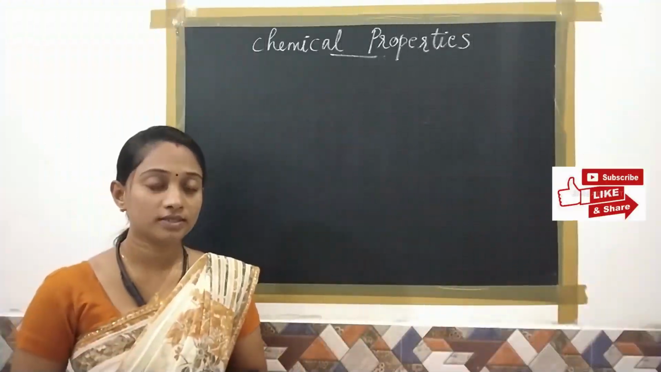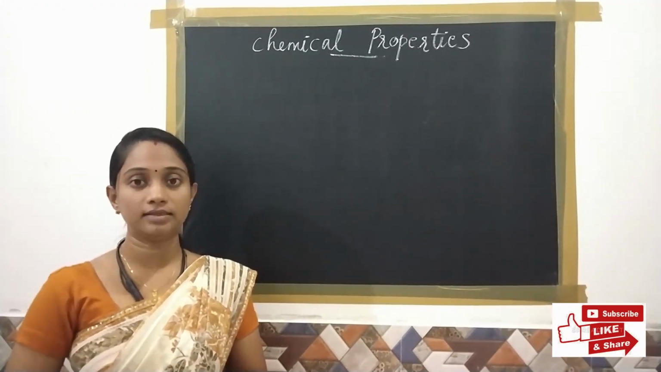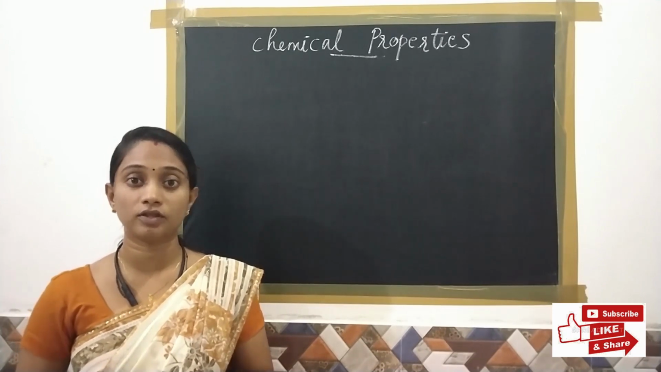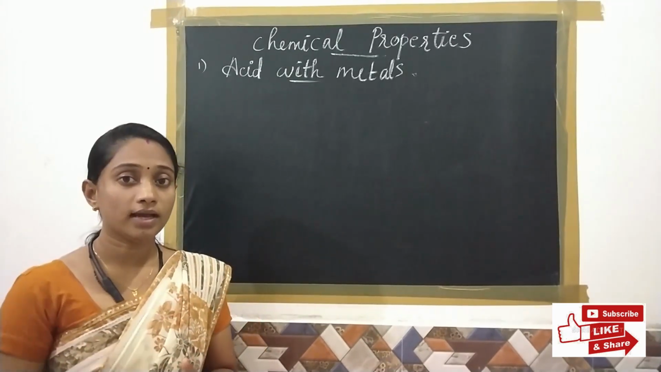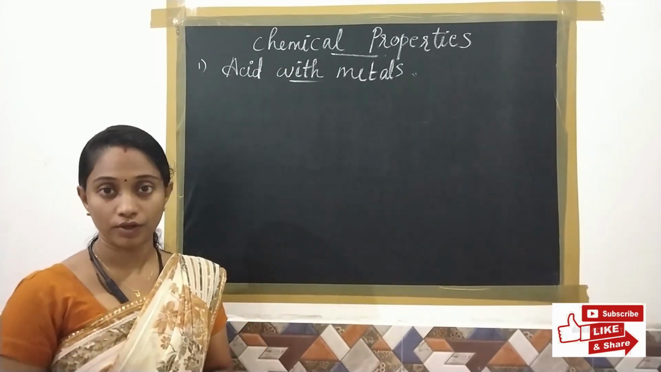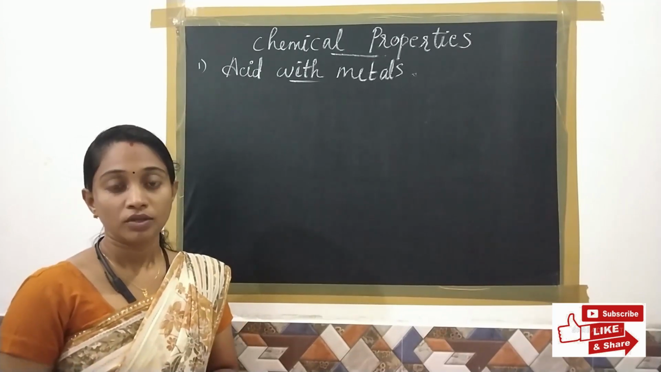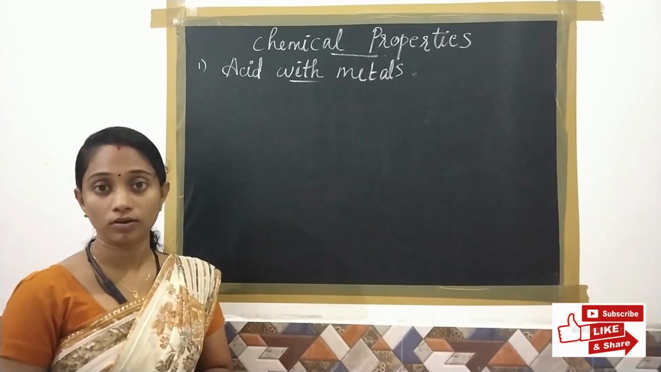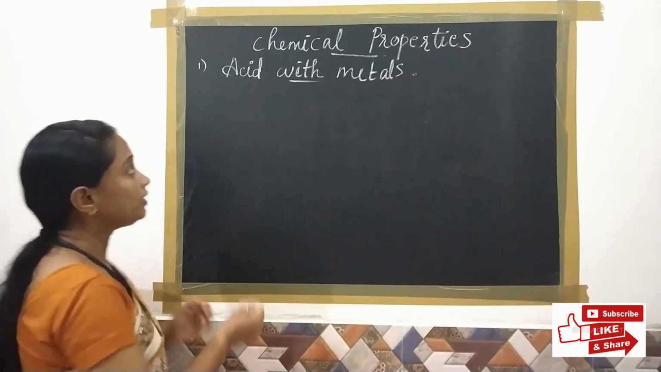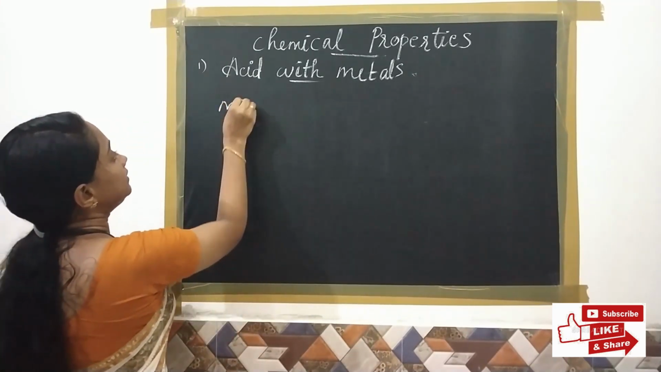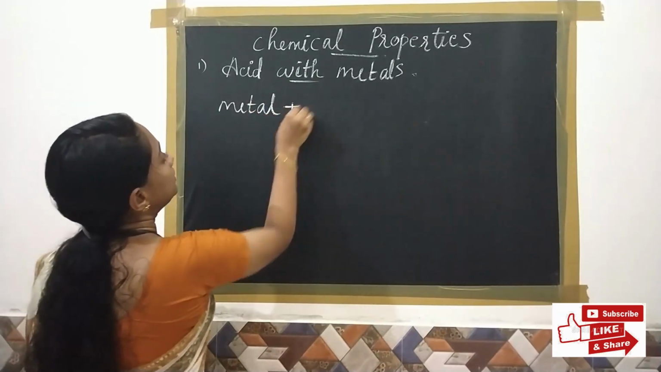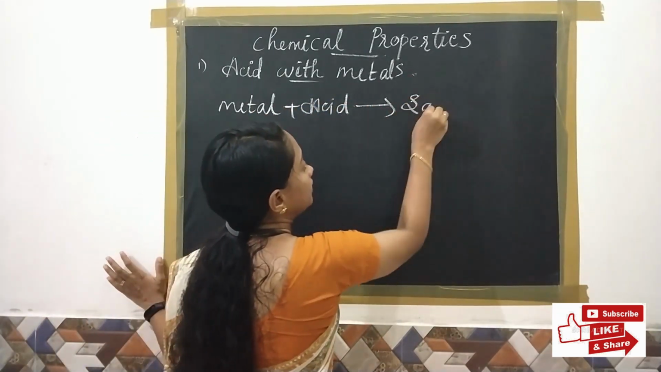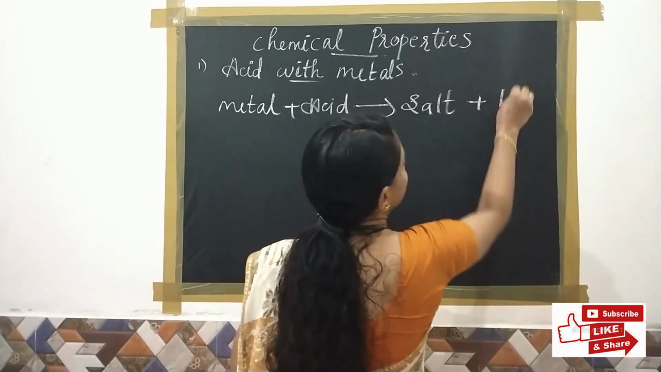Our topic today is the chemical properties of acids and bases. Let us see how acids and bases react with metals. A dilute acid such as hydrochloric acid or sulfuric acid reacts with a metal to produce the corresponding salt and hydrogen gas.